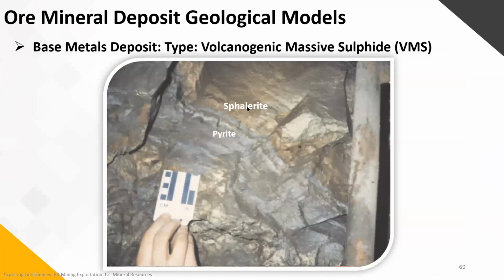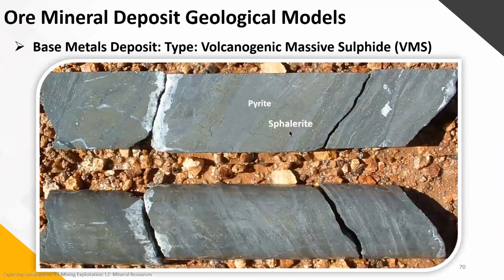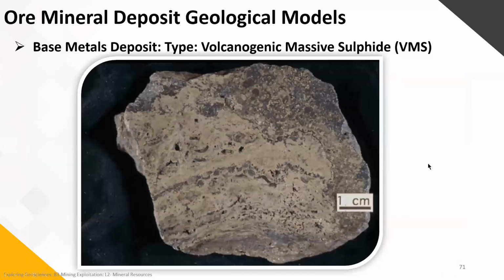So from underground, we have our pyrite and sphalerite horizons. From a core sample, we have our pyrite, sphalerite, massive sulfides horizon. You can see that the main rock, the original rock, is less than 20% of what is left. Another good example here of a VMS with our sphalerite and pyrite.